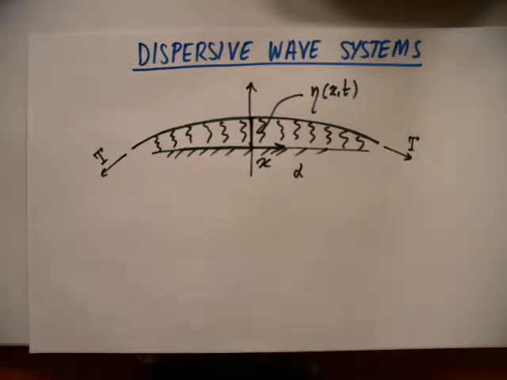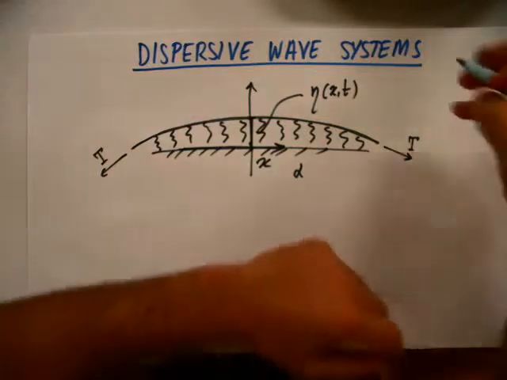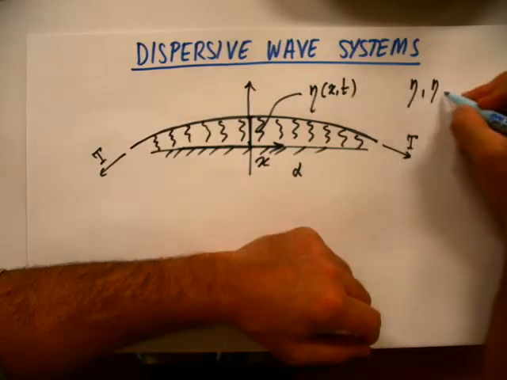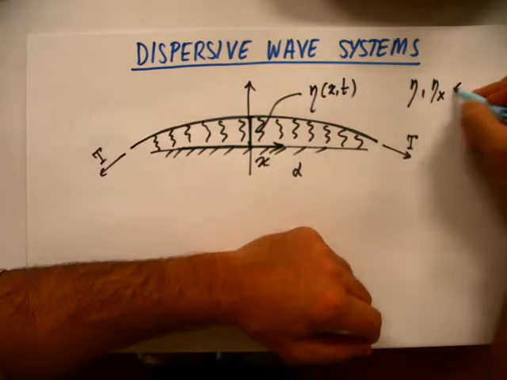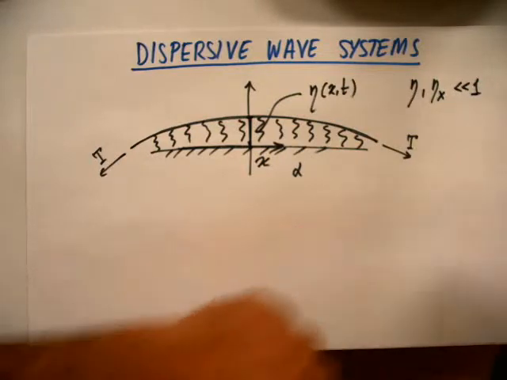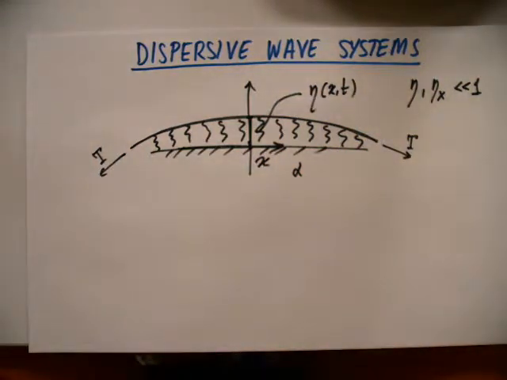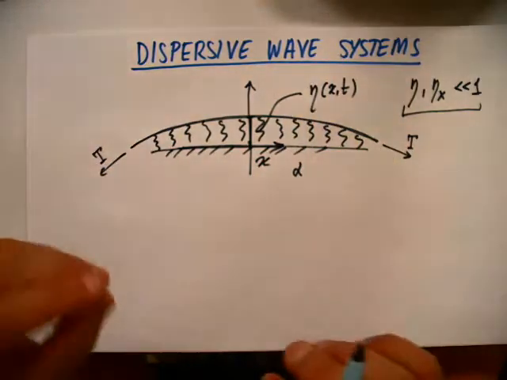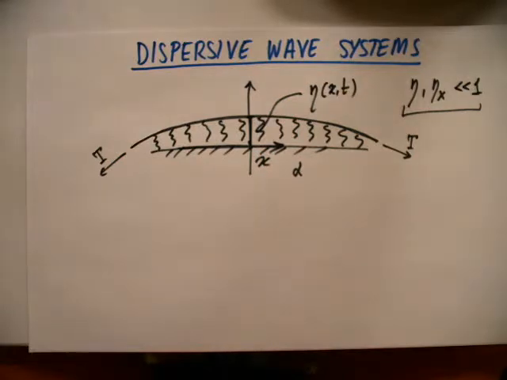Okay, and for simplicity, we're going to assume that both the displacement eta and its first derivative are very, very small. That's the typical assumption to make sure that we stay in the elastic regime, so small fluctuations, and even the slope of the string is very, very small. Okay.